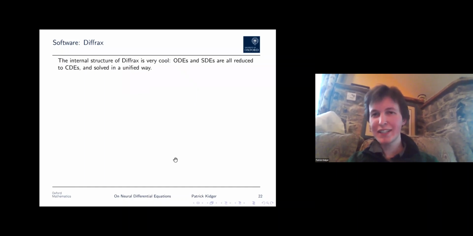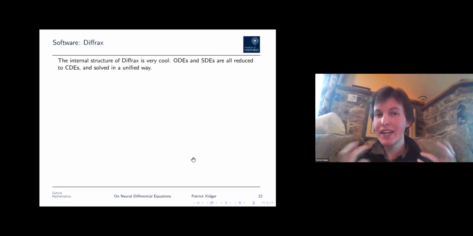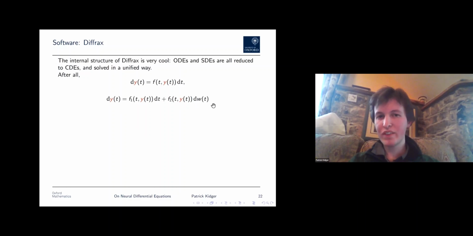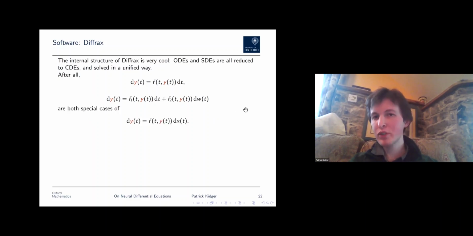And I told you at the start, controlled differential equations are going to keep coming up, and this is part of why. ODEs and SDEs are both reduced to CDEs and solved in a unified way. If you think about an ODE, you can see I've written it down like this. And if you think about an SDE, once again, standard looking SDE, nothing special there. Both of these are special cases of that CDE I wrote down earlier. Those of you who are familiar with the mathematics of SDEs maybe have a few, hang on a second, concerns at this point.